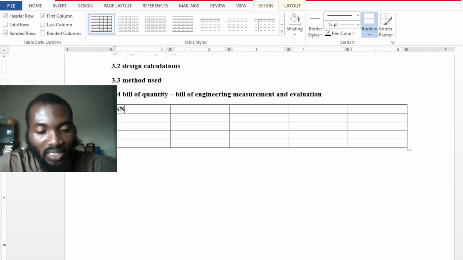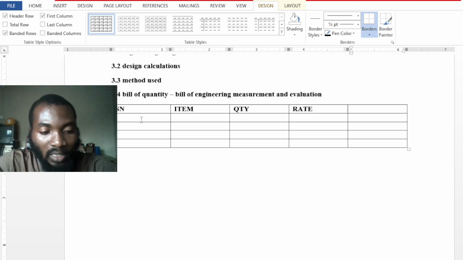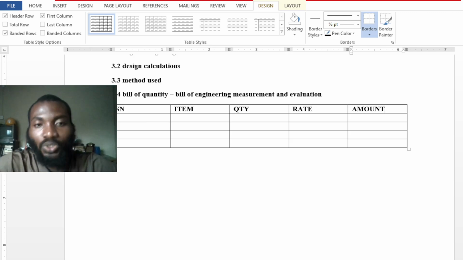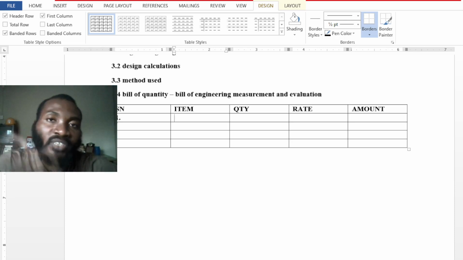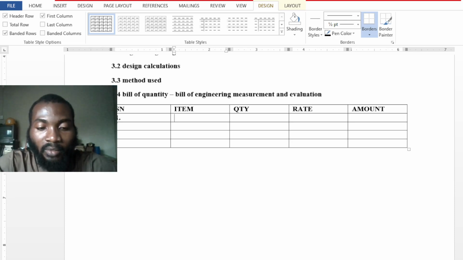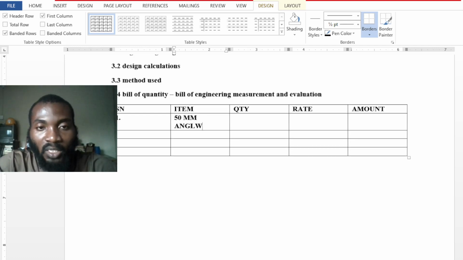The first one will be serial number. Next will be the item. You can write it as particulars too. Then the quantity, the rate, and the amount. So number 1. Say for this project you used an angle iron. You need a brief description of it. Is it 50 mm angle iron? Is it 25 mm angle iron? So you need to be a little bit descriptive.